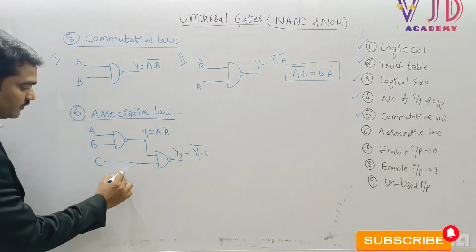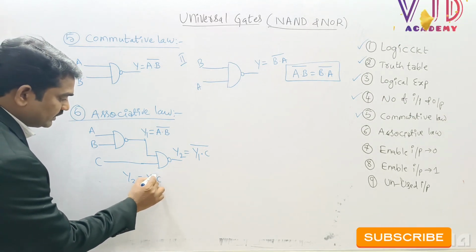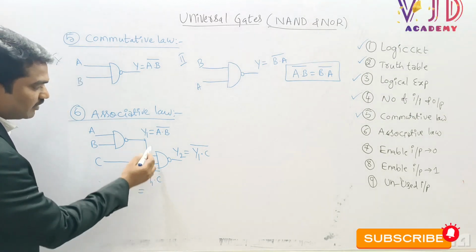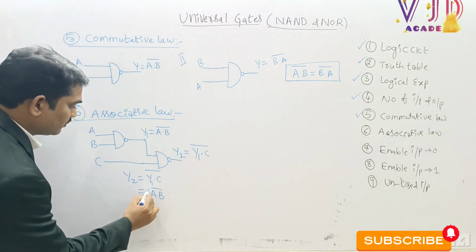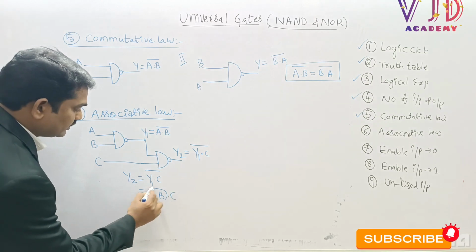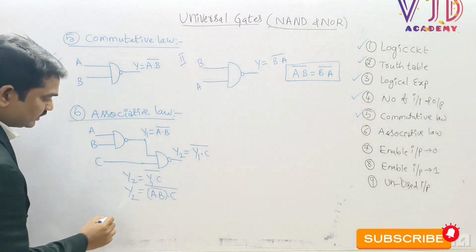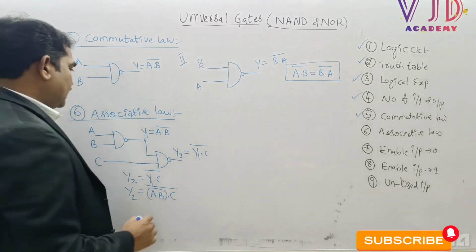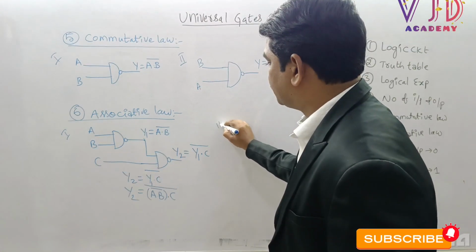Let me draw here y2 equal to y1 into C whole bar. Here I know that y1 means A into B whole bar, into C whole bar. This is the equation of y2. And now suppose this is case 1, let me take here case 2.